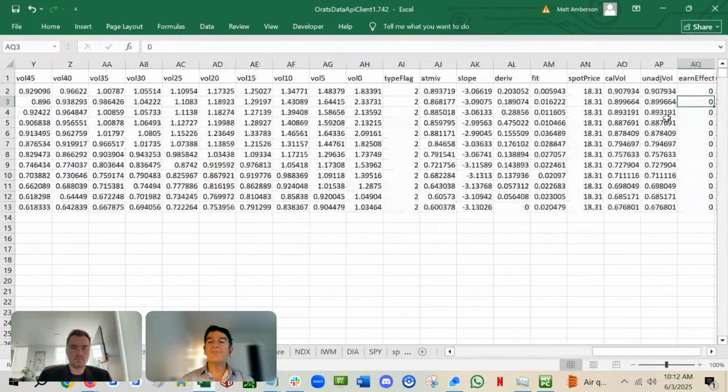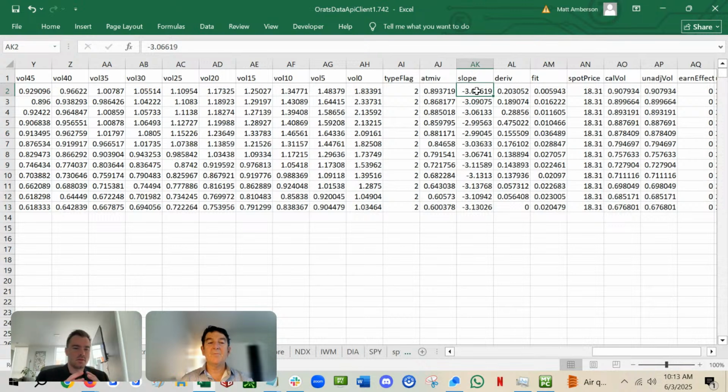And then, well, the spot price is well below. That's 18.31. And then we have a slope. So the slope, again, for most stocks is positive. It's negative for VIX, because, like I said, it's opposite than most of the others.